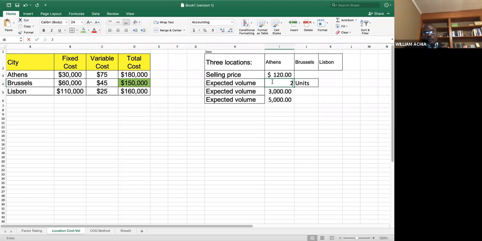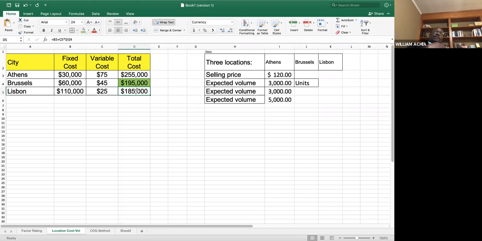So at 2,500 units, notice that our costs are exactly the same: 172,500 and 172,500. Above 2,500 units, let's go to 3,000 units, all of a sudden Lisbon becomes the better option. So what does this tell us?